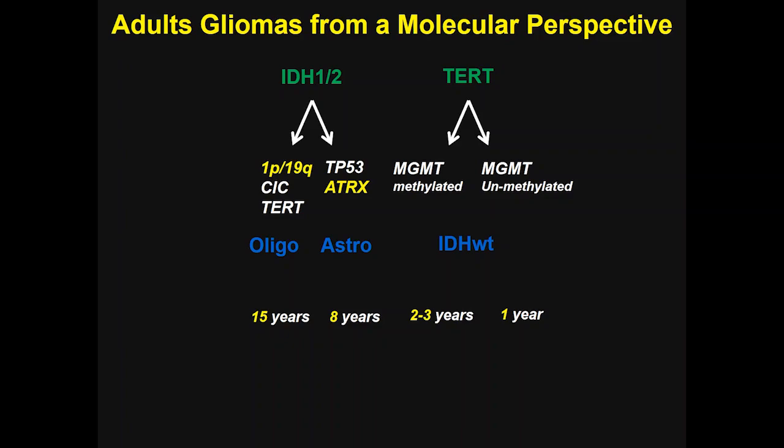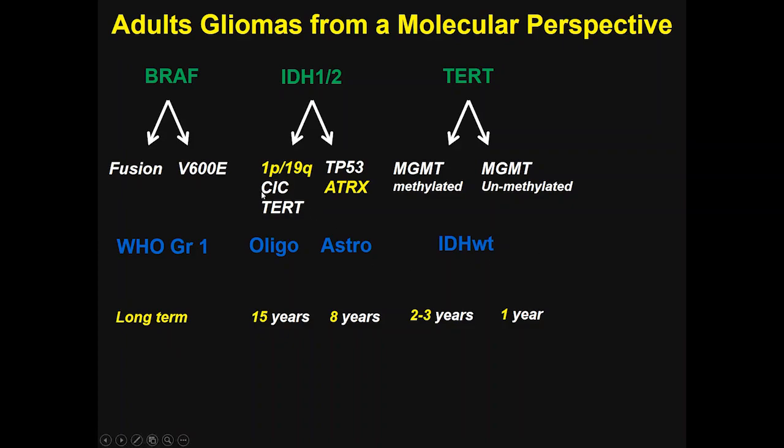Another 2 different groups which I'm going to discuss. Again, these are mostly pediatric tumors, but there is some overlap with the adult glioma, so I'm going to discuss that. The first is your BRAF driven tumors. They have either BRAF fusion or V600E mutation, and the majority of these are your previously called WHO grade 1 gliomas. And the important aspect is that these tumors usually have very good long-term survival.